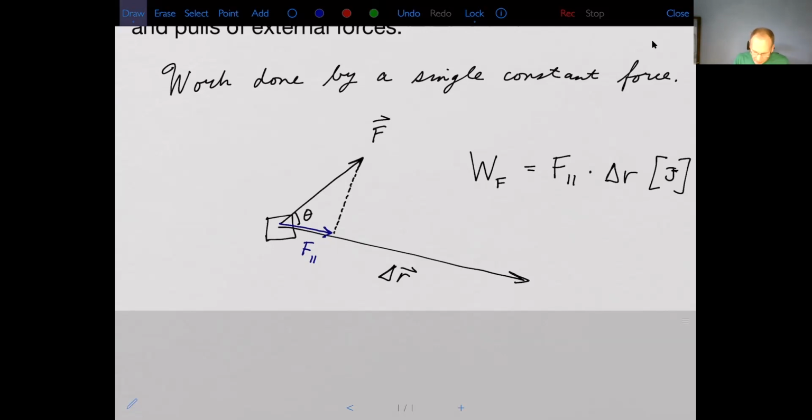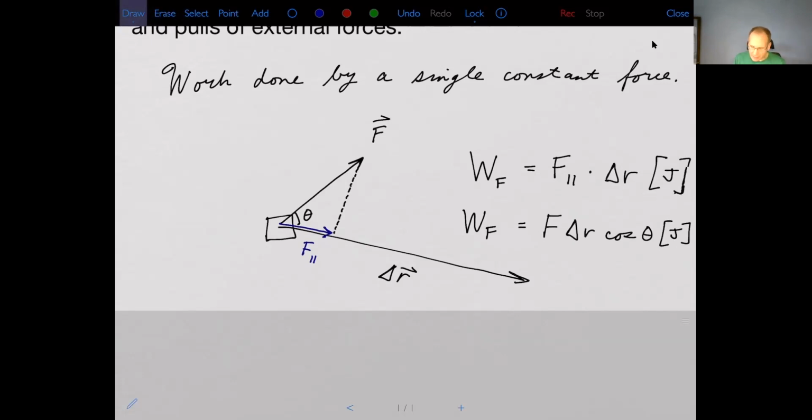Okay, but we know by looking at that diagram that to get that parallel component, it's simply going to be the magnitude of the force times cosine of that angle theta. So another way of writing this, I can say that the work done by that force F is equal to the magnitude of F times delta R, and then times cosine of the angle theta. And again, it'll be in joules.